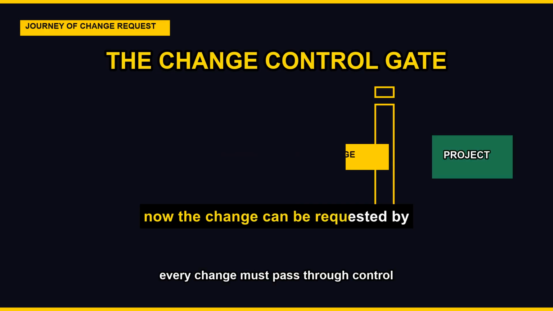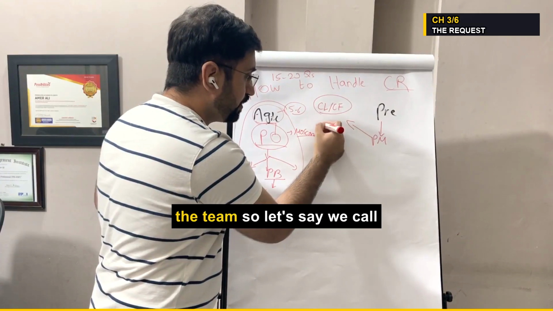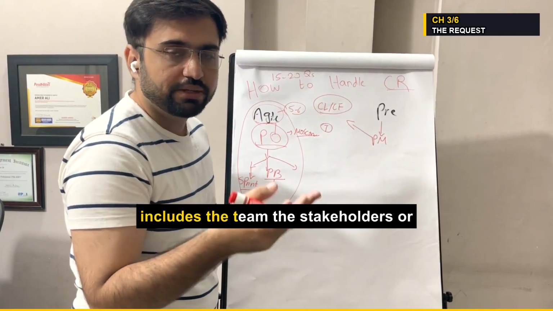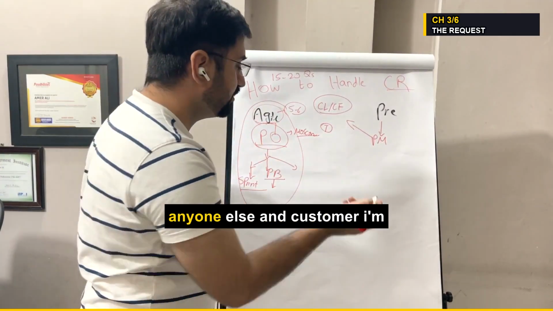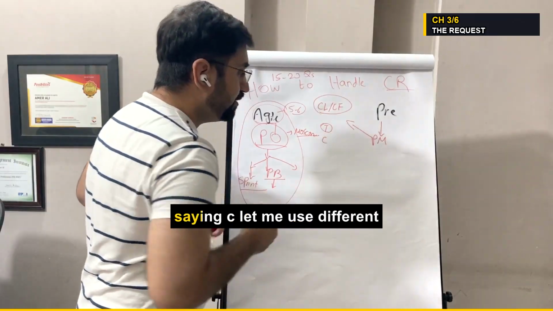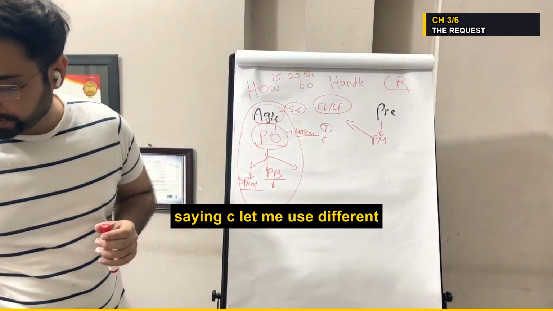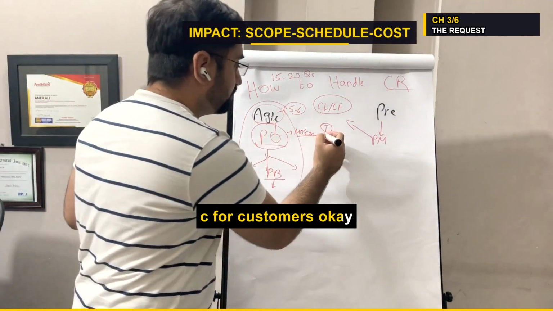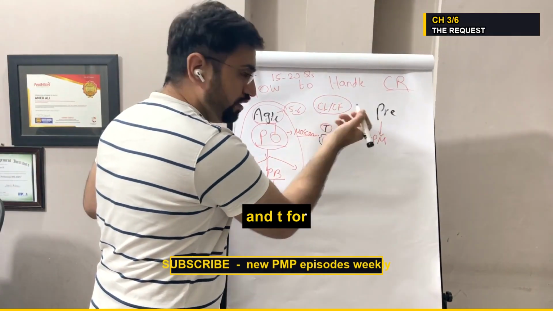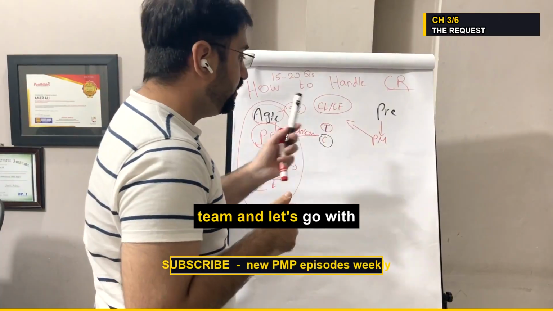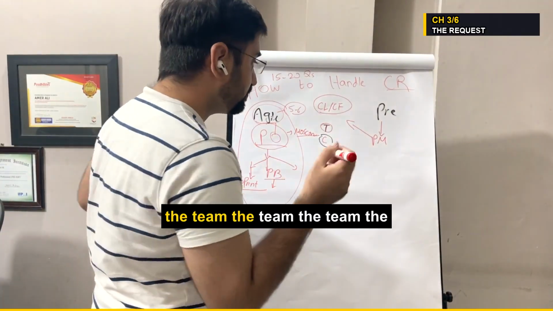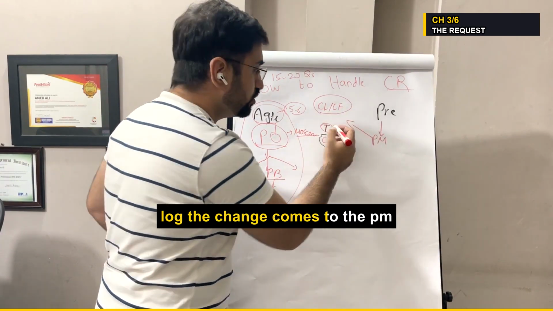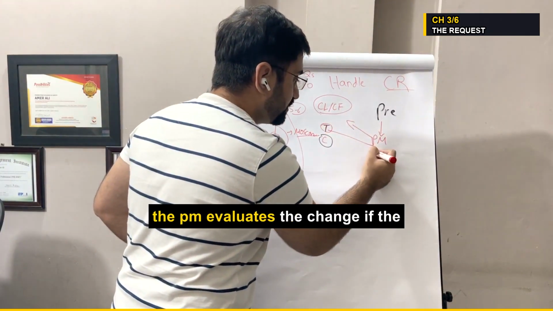Now the change can also be requested by the team. Let's say we call it the team. It includes the resources working in the team, the stakeholders or anyone else, and the customer. Let me use different kinds of markers here. I'm using C for customer and T for team. And let's go with the team. The team requested the change in the change log. The change comes to the PM. The PM evaluates the change.